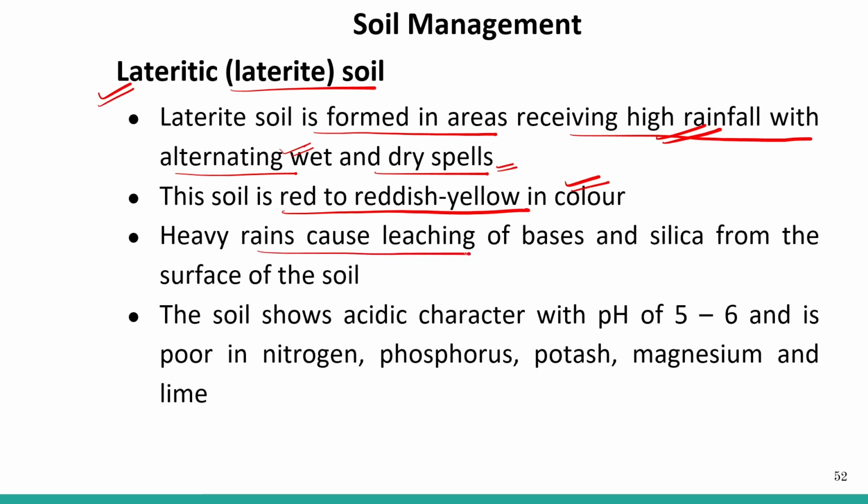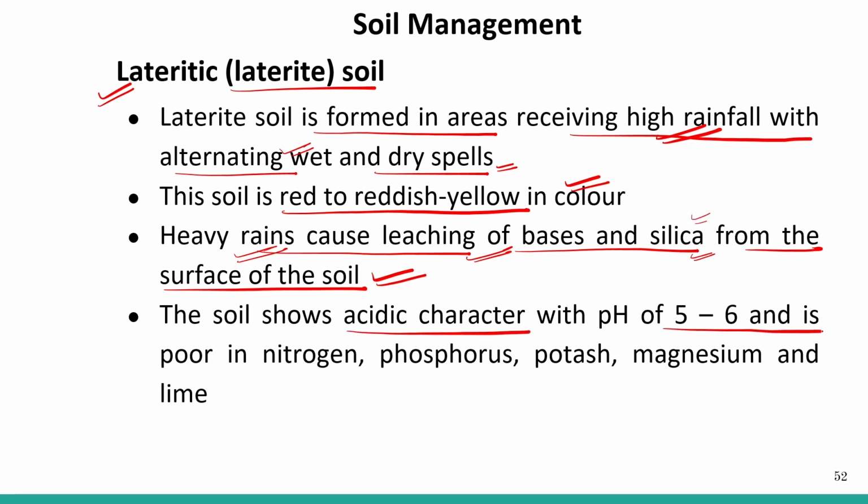Heavy rain causes leaching of the bases and silica from the surface of the soil. So when there is heavy rain, it causes leaching of the bases and silica material. The soil shows acidic character from pH 5 to 6 and it is poor in nitrogen, phosphorus, potash, magnesium and lime even.